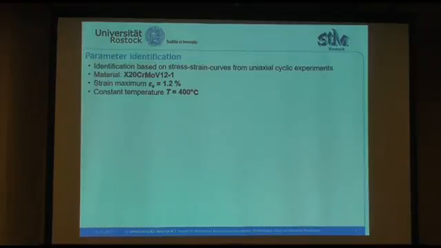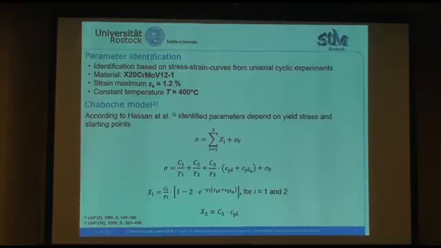To describe material behavior, it is necessary to know the right model parameters. Therefore, the identification is based on stress-strain curves from uniaxial cyclic experiments for the shown material. The strain amplitude is 1.2%, and today I want to show you the results for an example temperature of 400 degrees Celsius. The first model for which I had to determine the parameters is the Chaboche model.